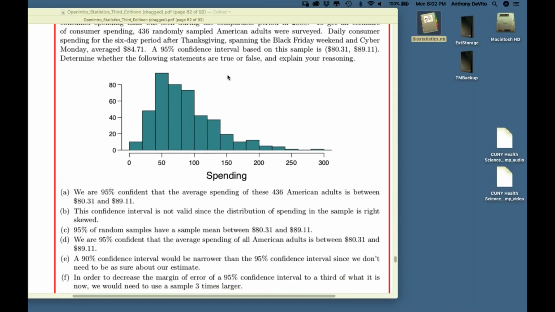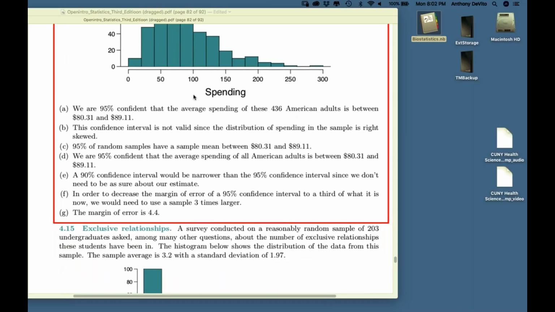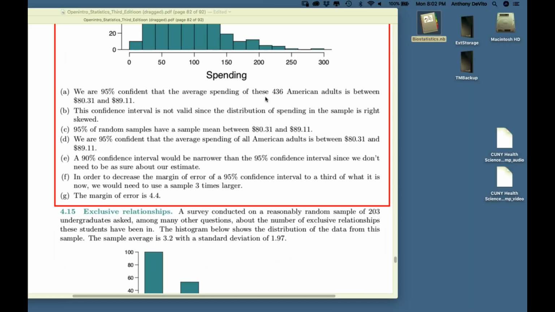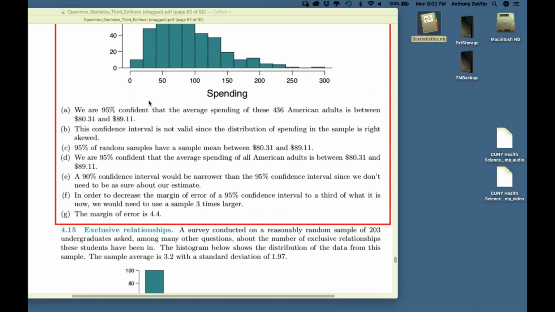Determine whether the following statements are true or false. We're 95% confident that the average spending of these 430 adults is between those two numbers. Is that true or false? What do you guys think?